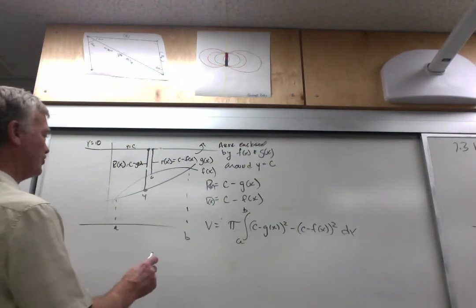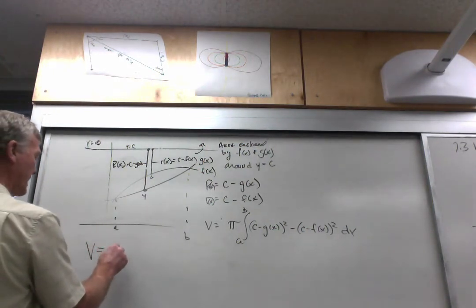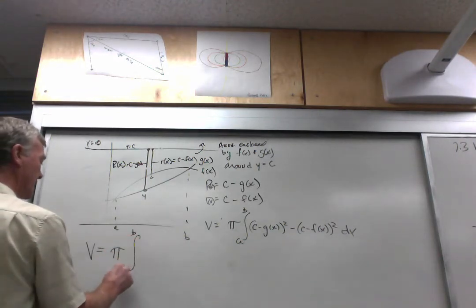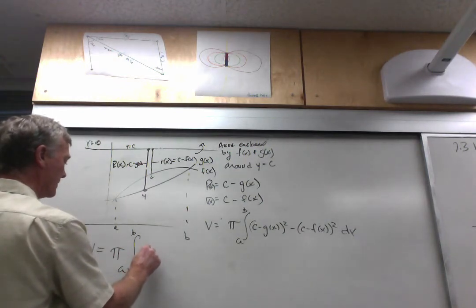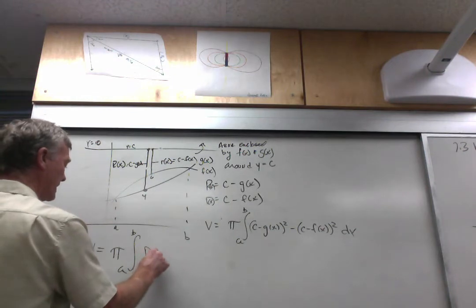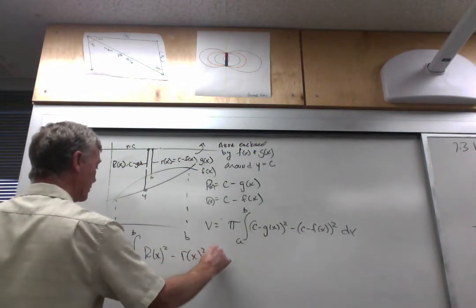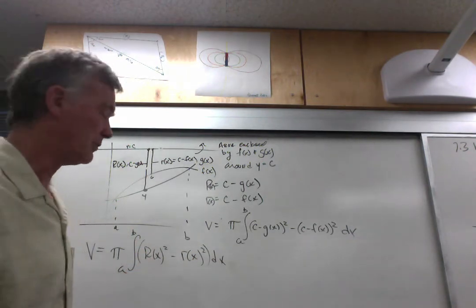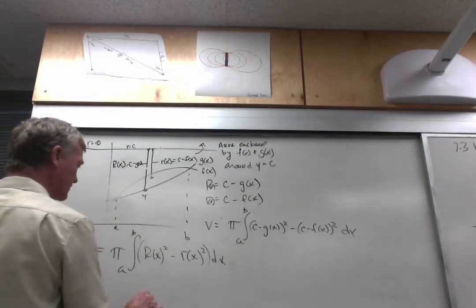Now, let me just generalize. Ultimately, every time we do a volume problem, it's going to be pi times the integral of (big radius minus little radius) squared. If you can figure out what the big and little radiuses are, you can do these problems. You say, well, we didn't use the little radius before. Well, actually we did, you just didn't know it.